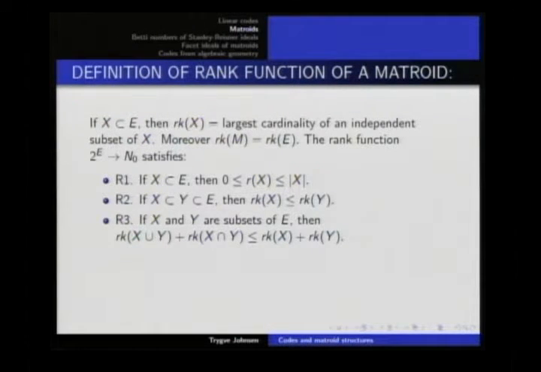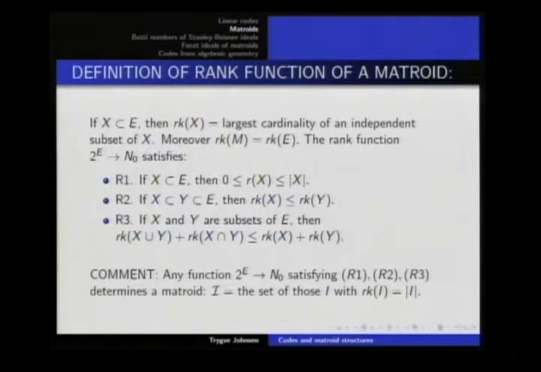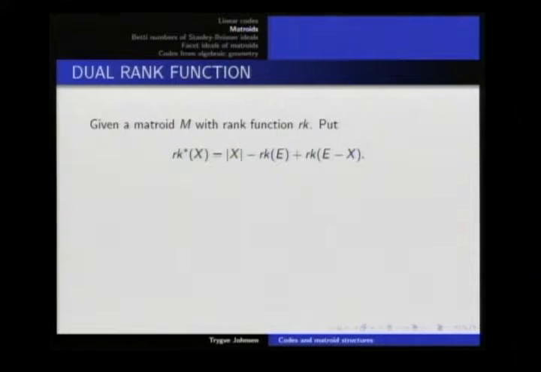We won't go into this, it is just standard matroid theory in an elementary textbook. And it turns out that any function which satisfies these properties will determine a matroid, so you can elevate them also to axioms for a matroid. And I will then be the set of those I where rank is equal to the cardinality. And you can put the dual rank function, defining the dual matroid, which will look like that, it turns out. Okay, just for your information.